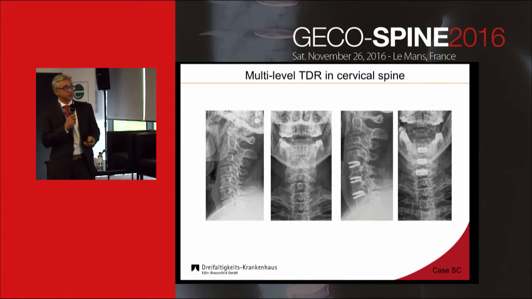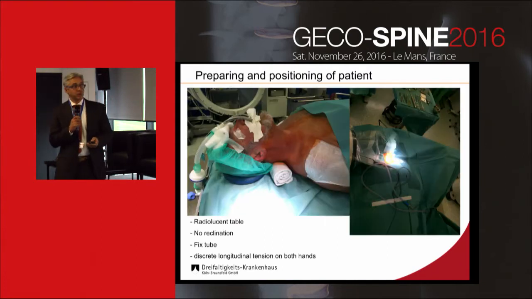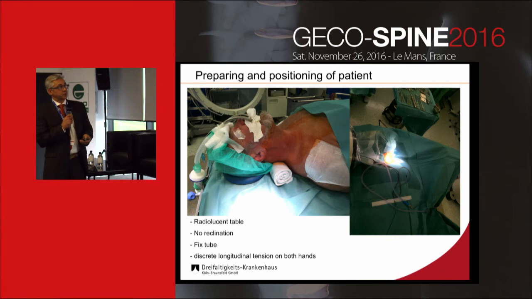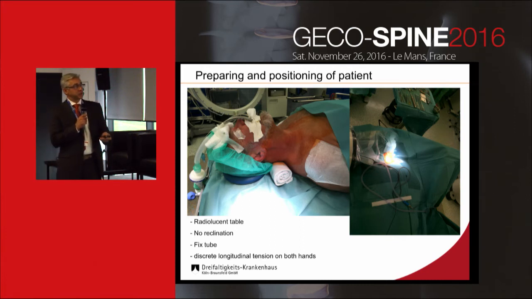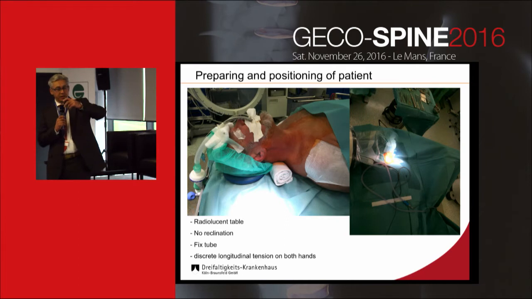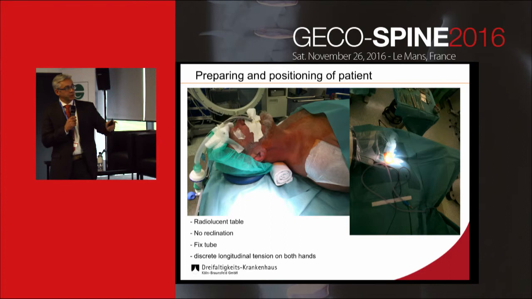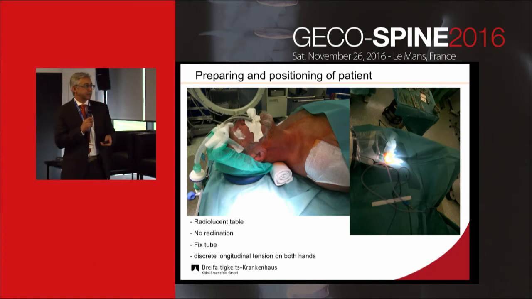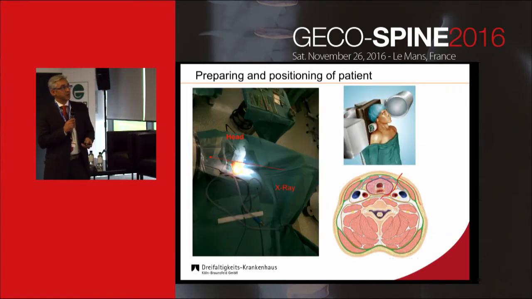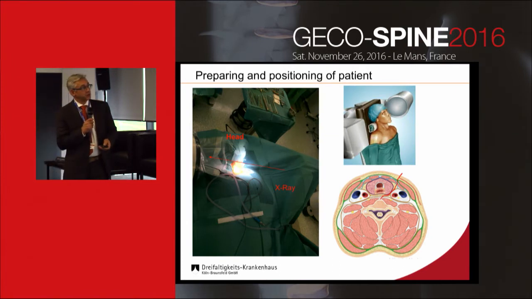There's another case, also 3 levels, and I don't want to bore you. I just want to show you what we do. We place the patient with a neck roll to avoid any kyphosis of the neck. We tie the arms on both sides, not too long and not too strong, so we avoid reclination, and we fix the tubes and protect the eyes. I think this is very common, and also in your operation theater, the normal way of doing it.